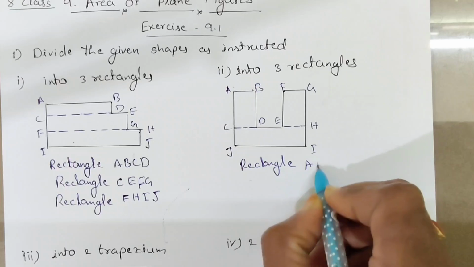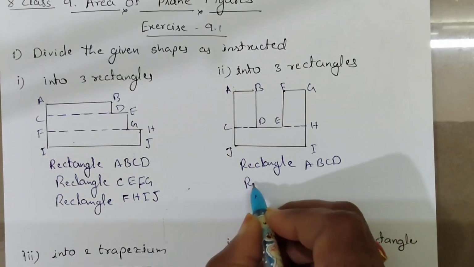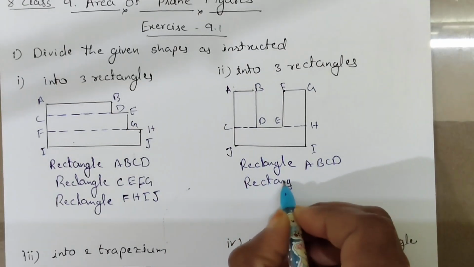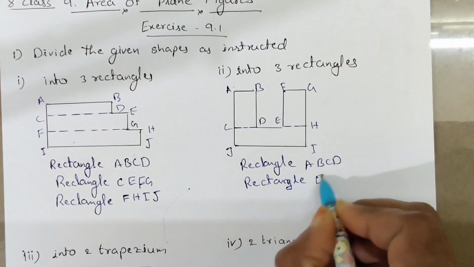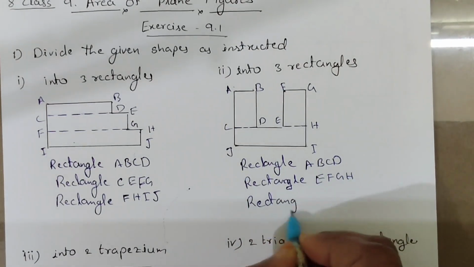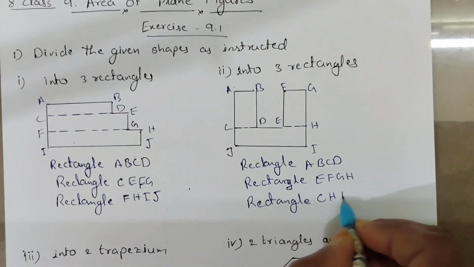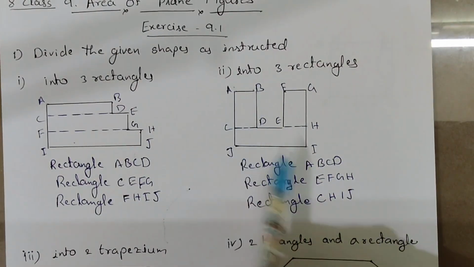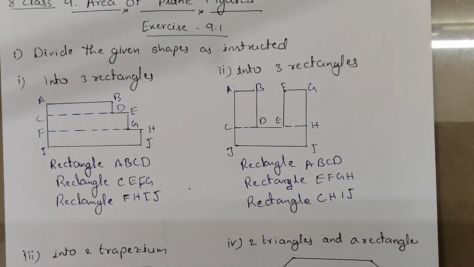Rectangle A, B, C, D. Rectangle E, F, G, H. Rectangle C, H, I, J. So these 3 are the rectangles.